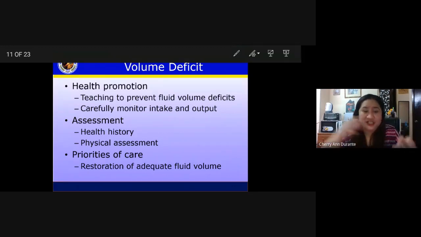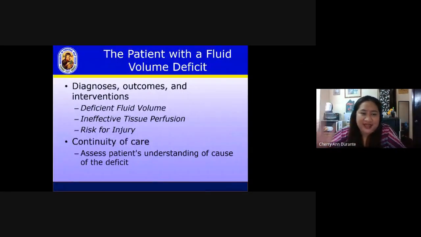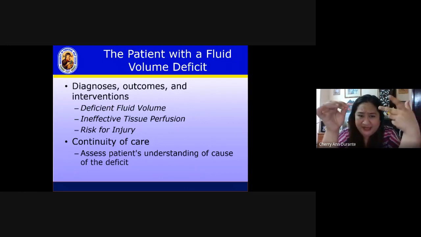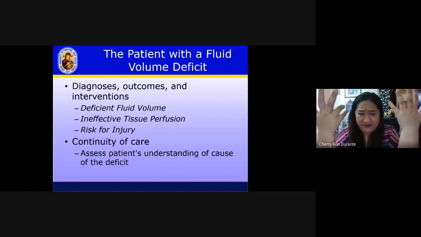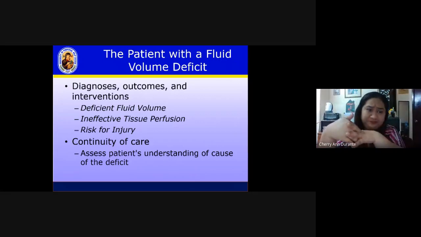Okay, so just to replace the fluids. What are the diagnoses for patients with fluid volume deficit? You have fluid volume deficit or deficient fluid volume, ineffective tissue perfusion. Ma'am, paano ko makikita to? Yan, yan yung papasok, yung cold clammy skin, decreased capillary refill. Pag pinindot mo to, nag-blanch siya pero it takes more than 2 seconds bago dumating. So it's a significant ineffective tissue perfusion.